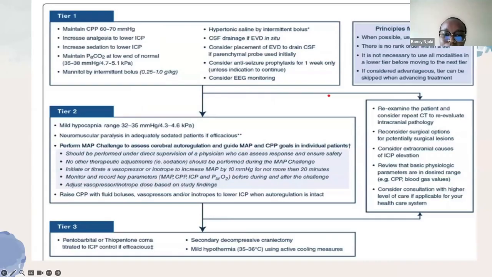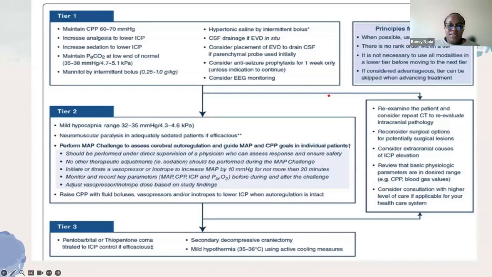Tier 1 is basically what you do when the patient presents to the ICU setting. You maintain your CPP between 60 to 70 as discussed. You might want to use analgesia and sedation to lower your ICP. You maintain your PCO2 of 4.7 to 5.1. Then there's been the discussion of using hypertonic saline by intermittent boluses, or mannitol. You can also relieve ICP by doing CSF drainage through the EVD. Then there's the use of anti-seizure prophylaxis, usually for 1 week only, unless there's any indication to continue with the medication. You also consider EEG monitoring if it's available in your facility.